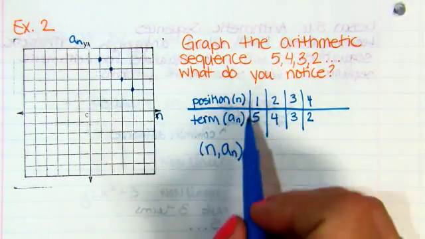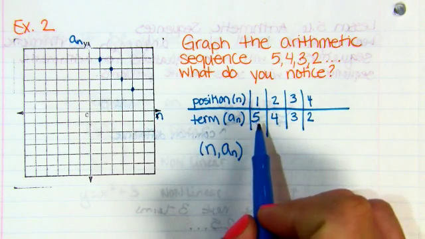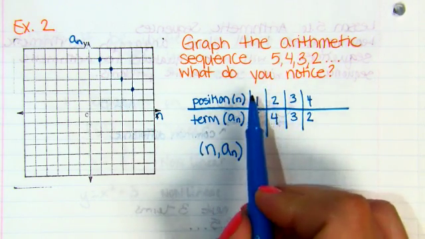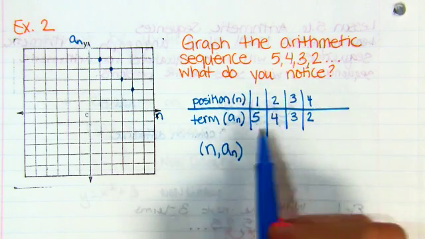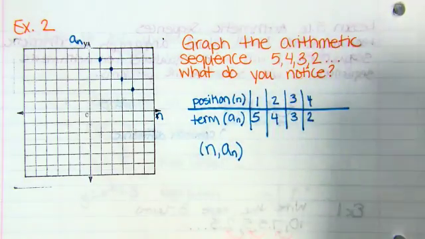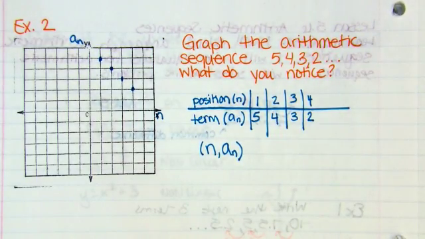That should make sense because remember, with an arithmetic sequence, the definition is that there's a common difference between my terms. So as my position is changing by 1, my term value is changing by a constant value. That's just a constant slope or a constant rate of change, which gives me a linear situation.